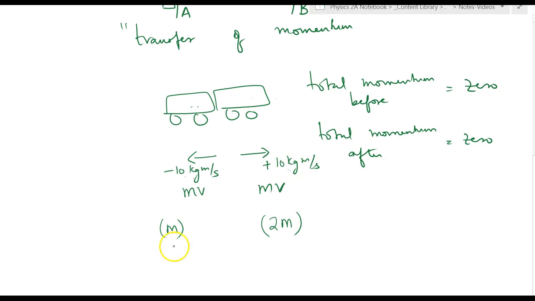So let us say the mass is 1 kilogram here and the mass is 2 kilograms. Then if this moves with 10 meters per second to the left, so negative 10 meters per second, if this momentum must be the same as this, this can only move with half the velocity, which is 5 meters per second. So this tells us that the heavier cart will move with a smaller velocity.